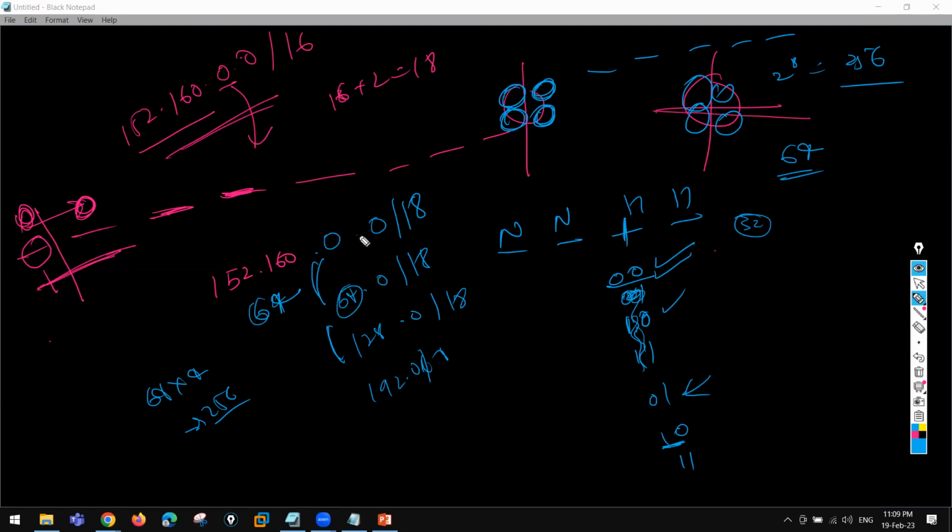The block size is 64, correct? So the first address of this address block is going to be 0.1, and the last address would be what? Come on. Remove this 128.64, basically 192 from 255. What is going to be the address? Come on.